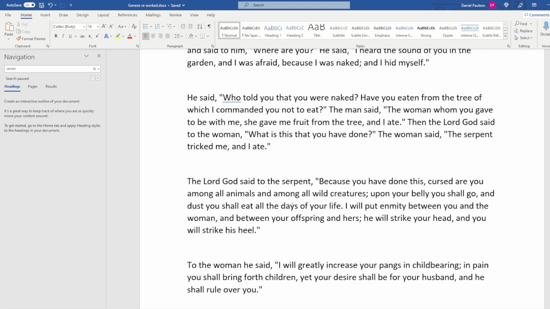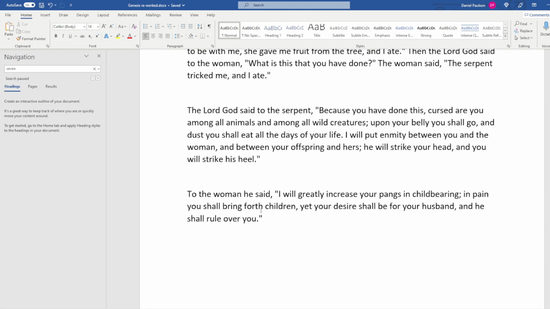God said, "Who told you you were naked? Have you eaten from the tree I commanded you not to eat of?" Yeah, we experience a life. Everybody goes through this. The woman, she gave me the fruit of the tree and I ate. Yeah, we know better than that. Then the Lord God said to the woman, "What is this that you have done?" The woman said, "The serpent tricked me and I ate." So it goes through this whole thing.